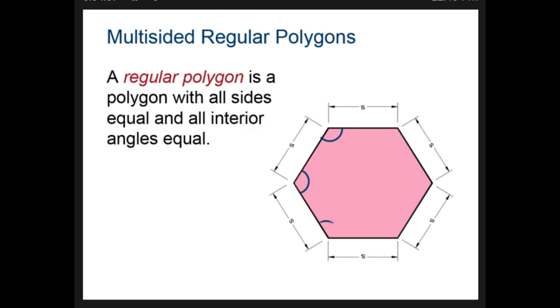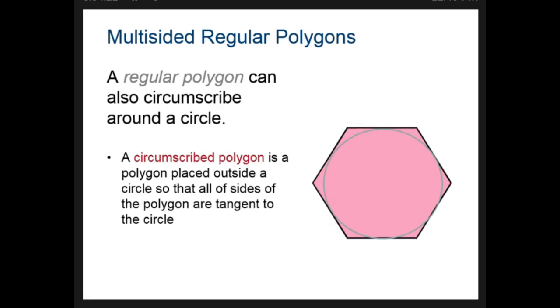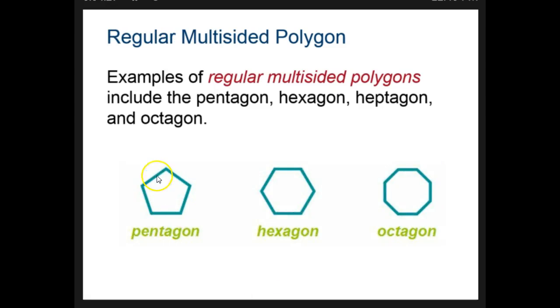And a regular polygon, you know this from geometry again, it's a polygon with all sides equal and all angles equal. And we can inscribe it inside a circle. And we can circumscribe it outside a circle. And we know that we name the different ones by the number of sides.